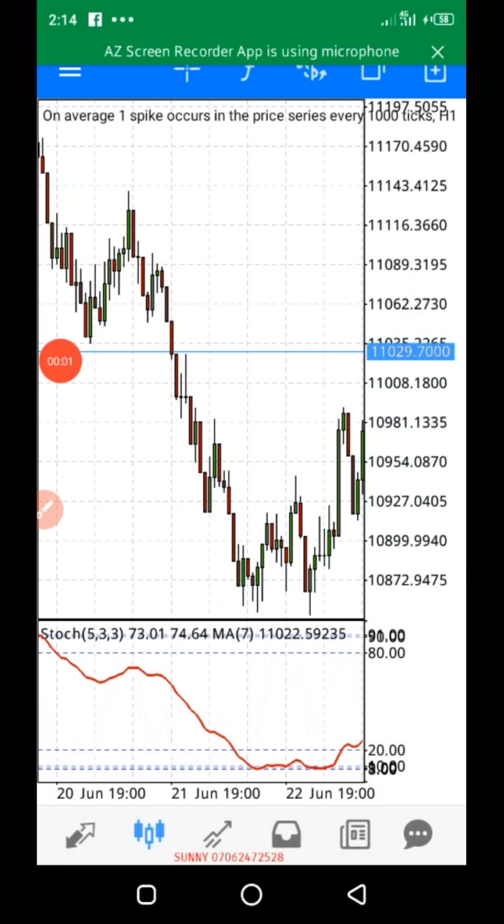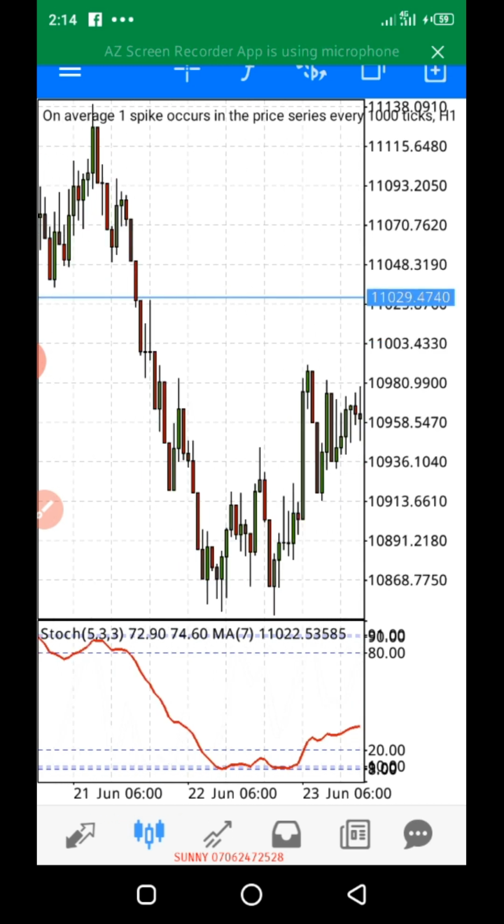Good day everybody. In this video we're going to be learning market structure. I've taught market structure in my previous video, but I still want to teach it because it's very vital in the market for you to know the structure of the market. So how do we know the structure of the market? That still boils down to our support and resistance.